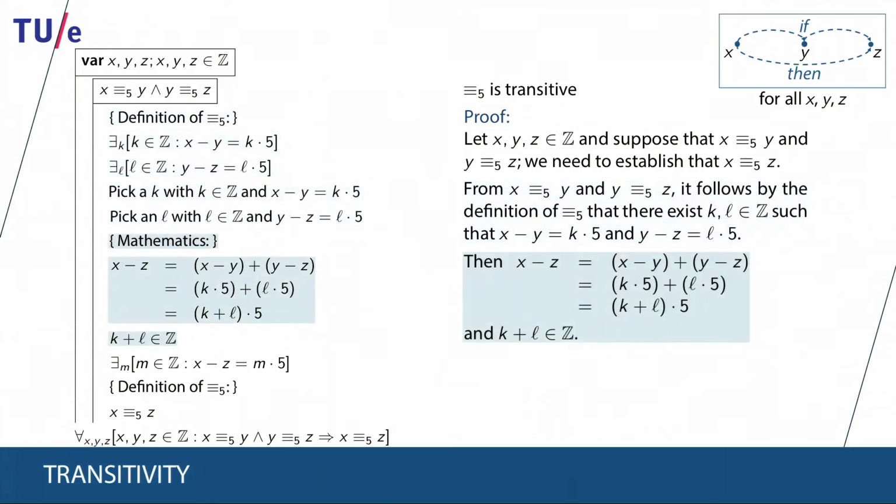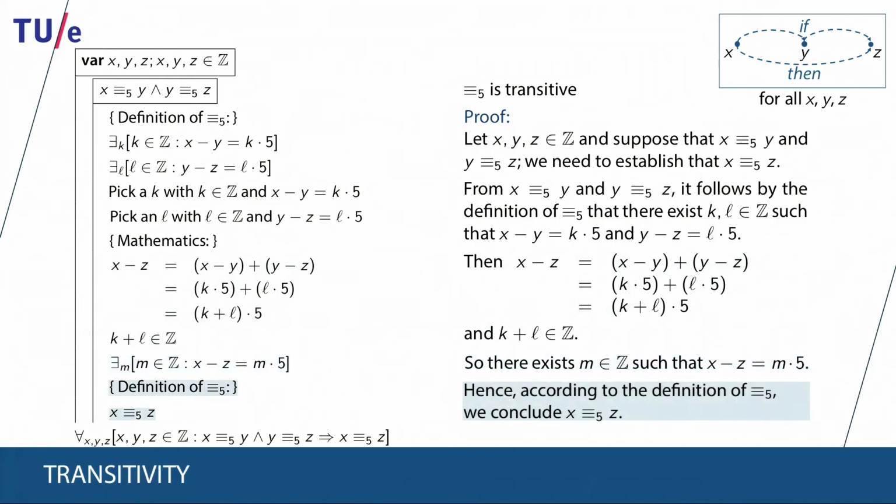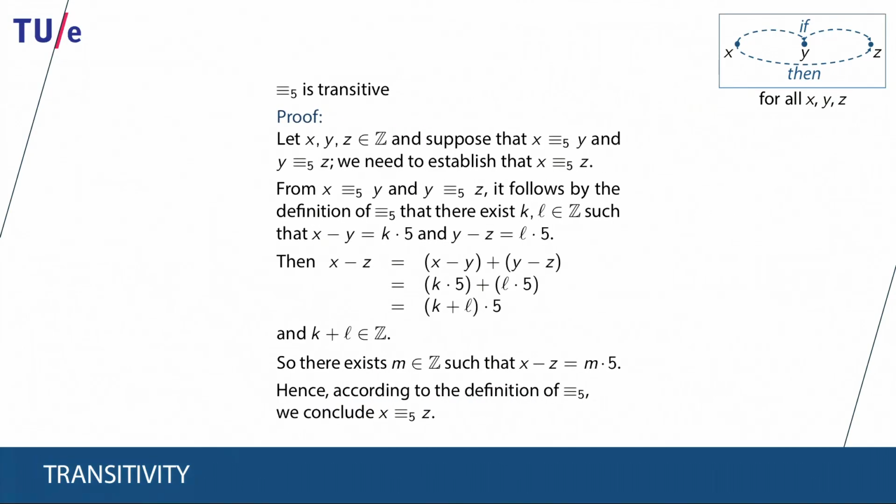Then, by some straightforward mathematical reasoning, we conclude that it follows that x minus z is k plus l times 5 and k plus l is an integer. And this in turn allows us to conclude that there exists an integer m such that x minus z is m times 5. By the definition of equivalence modulo 5, this is enough to conclude that x is equivalent to z modulo 5. Here you see the resulting textual argument, which should convince everybody with a good understanding of logical reasoning and some modest mathematical training that equivalence modulo 5 is transitive.